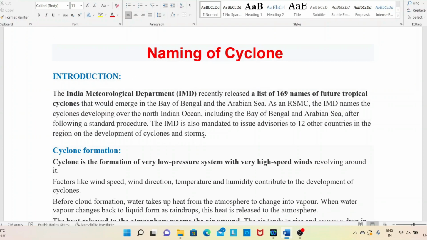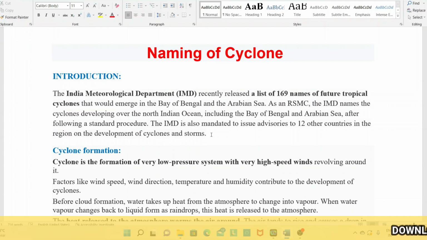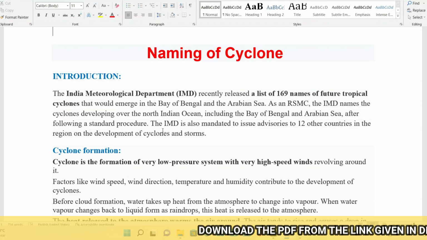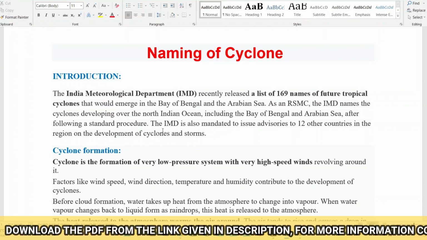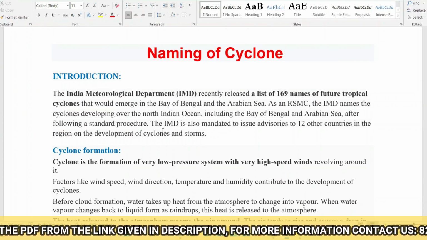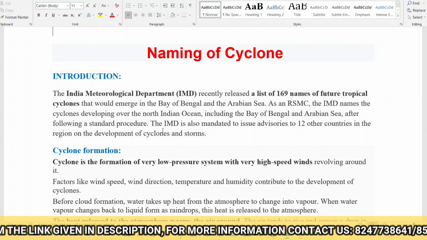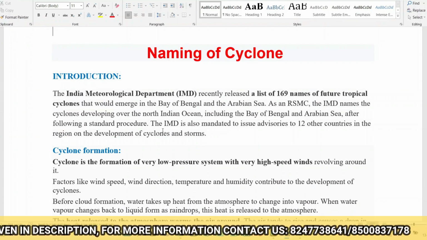The IMD is also mandated to issue advisories to 12 other countries in the region on the development of cyclones and storms. The important point is that the IMD is mandated to issue advisories to the other 12 countries in the region.